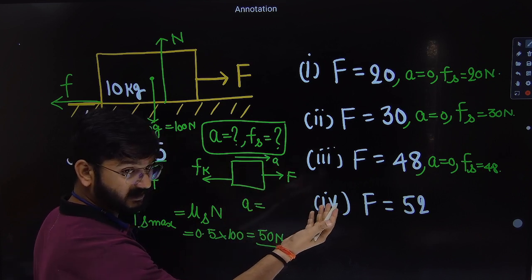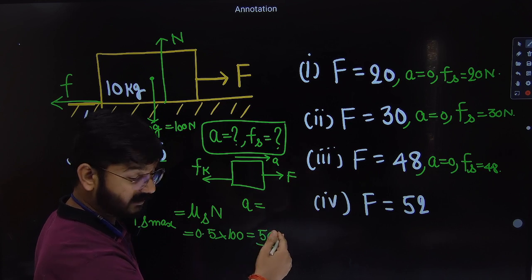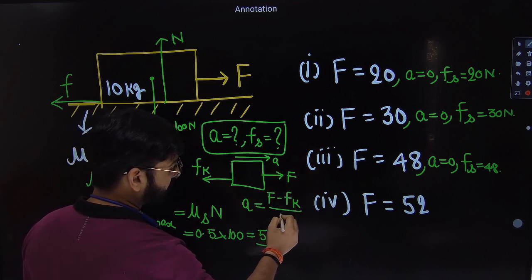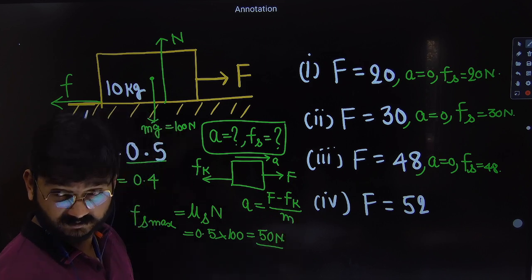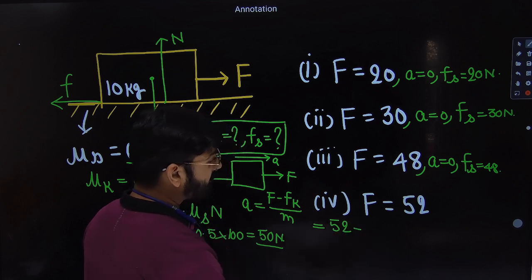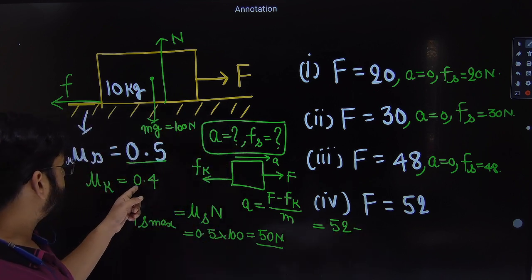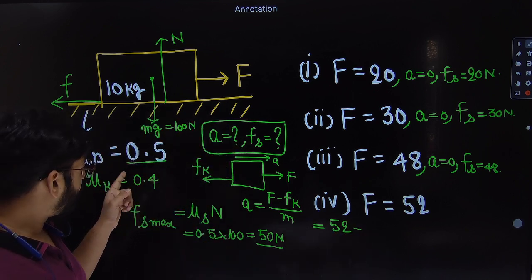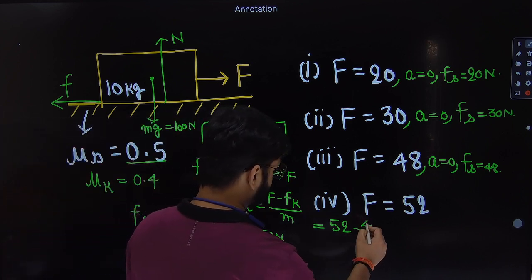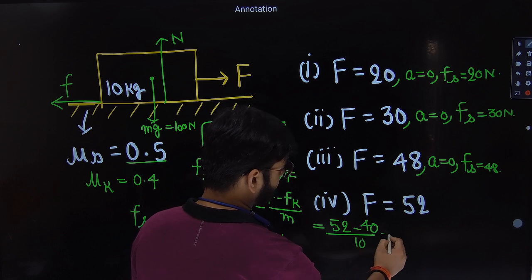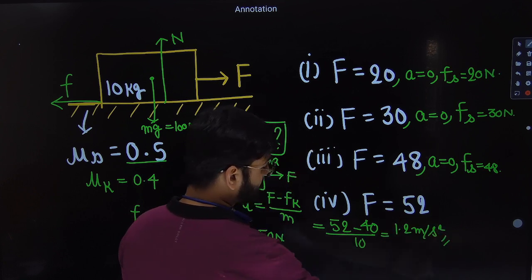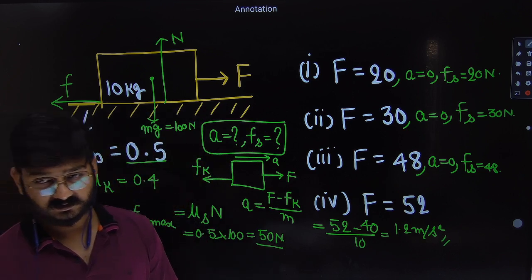Yesterday we discussed: driving force divided by total mass. What is the driving force? F minus Fk, divided by mass. Any problem? So what is the force? 52. What will be the kinetic friction? Mu k into N. So 0.4 into 100 will be how much? 40. Then 12 divided by 10, so 1.2 meter per second square. What's difficult in this? You guys know everything.